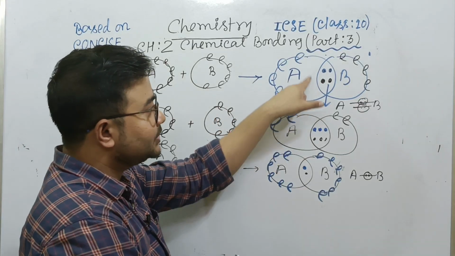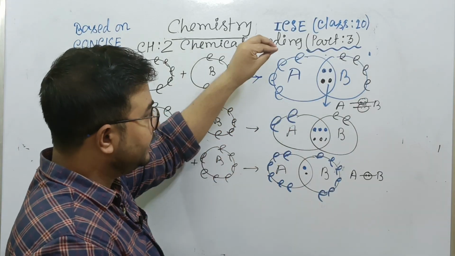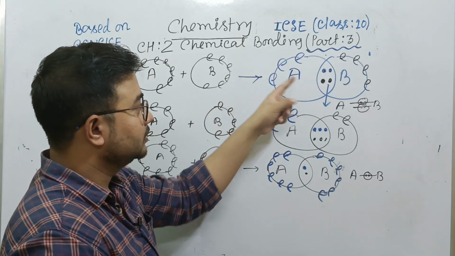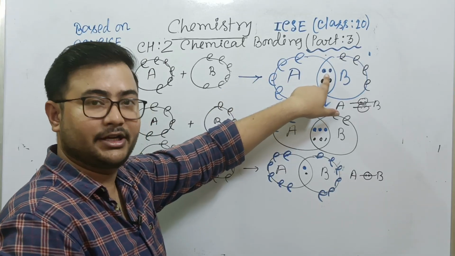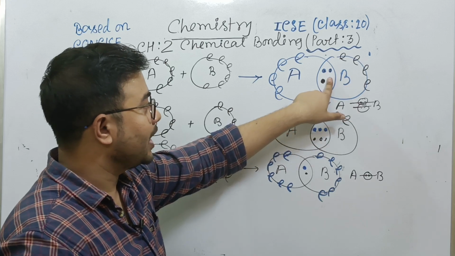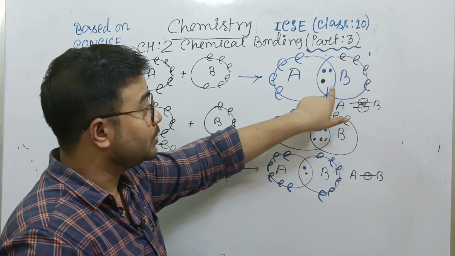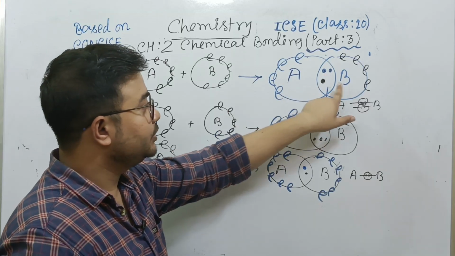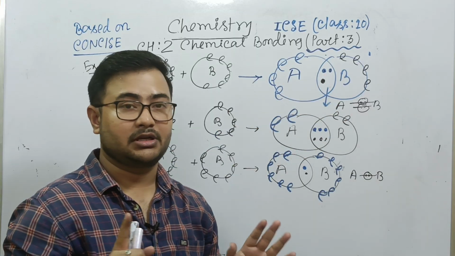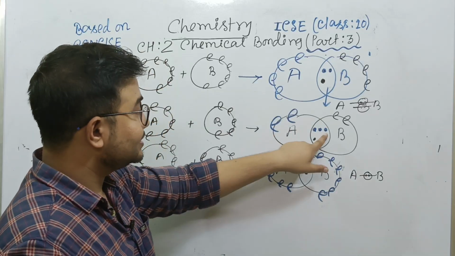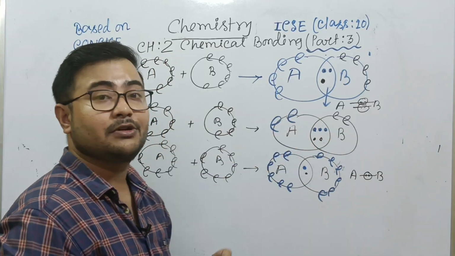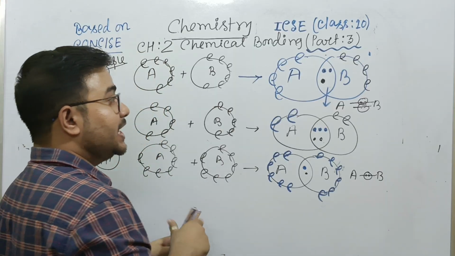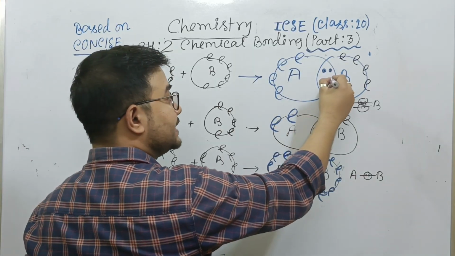In mutual sharing, suppose atom A donates 1 pair, that is 2 electrons, and B donates 1 electron. Look at the board. A donates 2 and B donates 1, it is not possible. A donates 3 and B donates 1, it is also not possible. So from this concept we conclude that the sharing of electrons in both cases is the same.